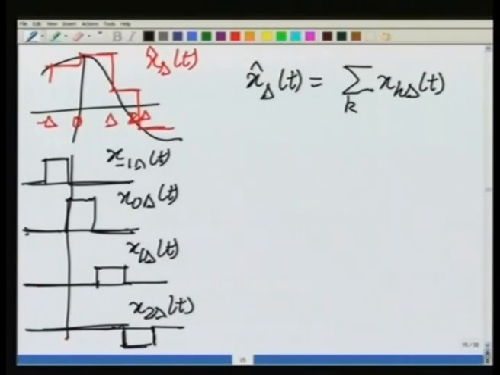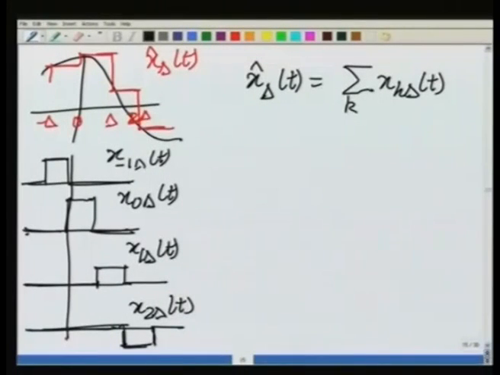We have recognized that handling x t directly would be biting off more than we can chew, and so we have bitten off only x hat delta of t for the time being, and we want to represent this. That representation can be made in the following manner. Now, each x k delta of t can be represented in terms of the functions delta delta of t. How would we do it? Shift them and scale them and add them appropriately. The game is very similar to what was done in the discrete time case.